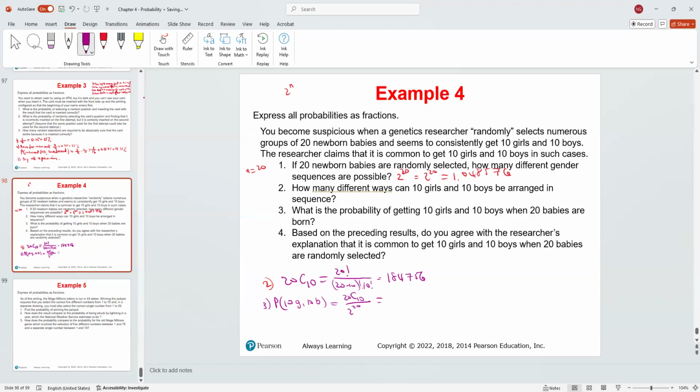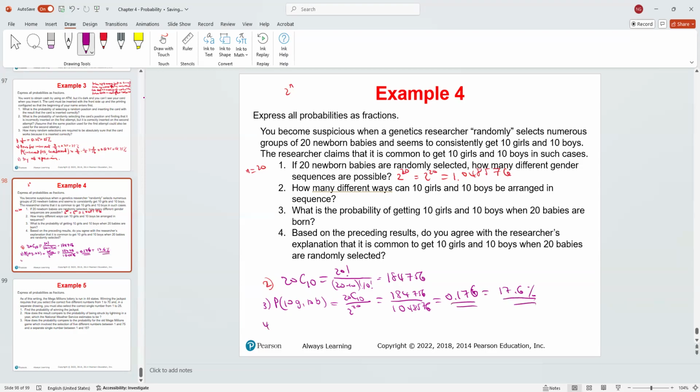So if you do that, the answer would be some big numbers, like 184,756 over 1,048,576. And in this case, you find only 0.176, or 17.6%. Okay, you can use either.